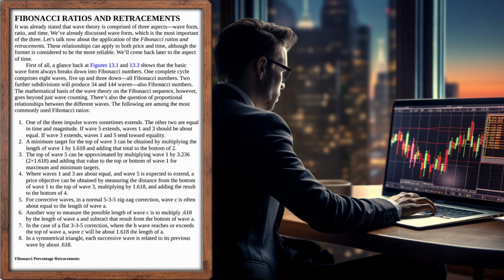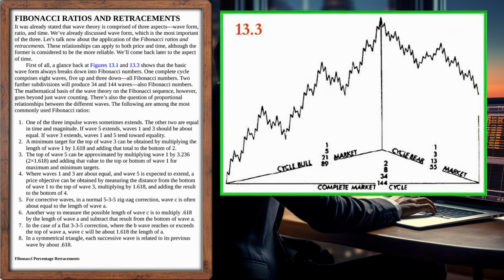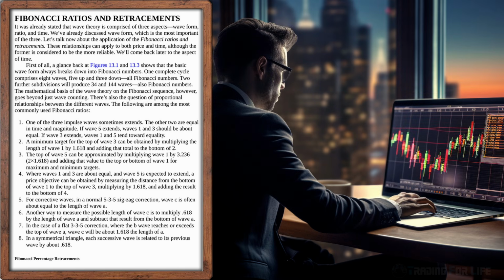First of all, a glance back at figures 13.1 and 13.3 shows that the basic waveform always breaks down into Fibonacci numbers. One complete cycle comprises 8 waves, 5 up and 3 down, all Fibonacci numbers. Two further subdivisions will produce 34 and 144 waves, also Fibonacci numbers. The mathematical basis of the wave theory on the Fibonacci sequence, however, goes beyond just wave counting. There's also the question of proportional relationships between the different waves. The following are among the most commonly used Fibonacci ratios.